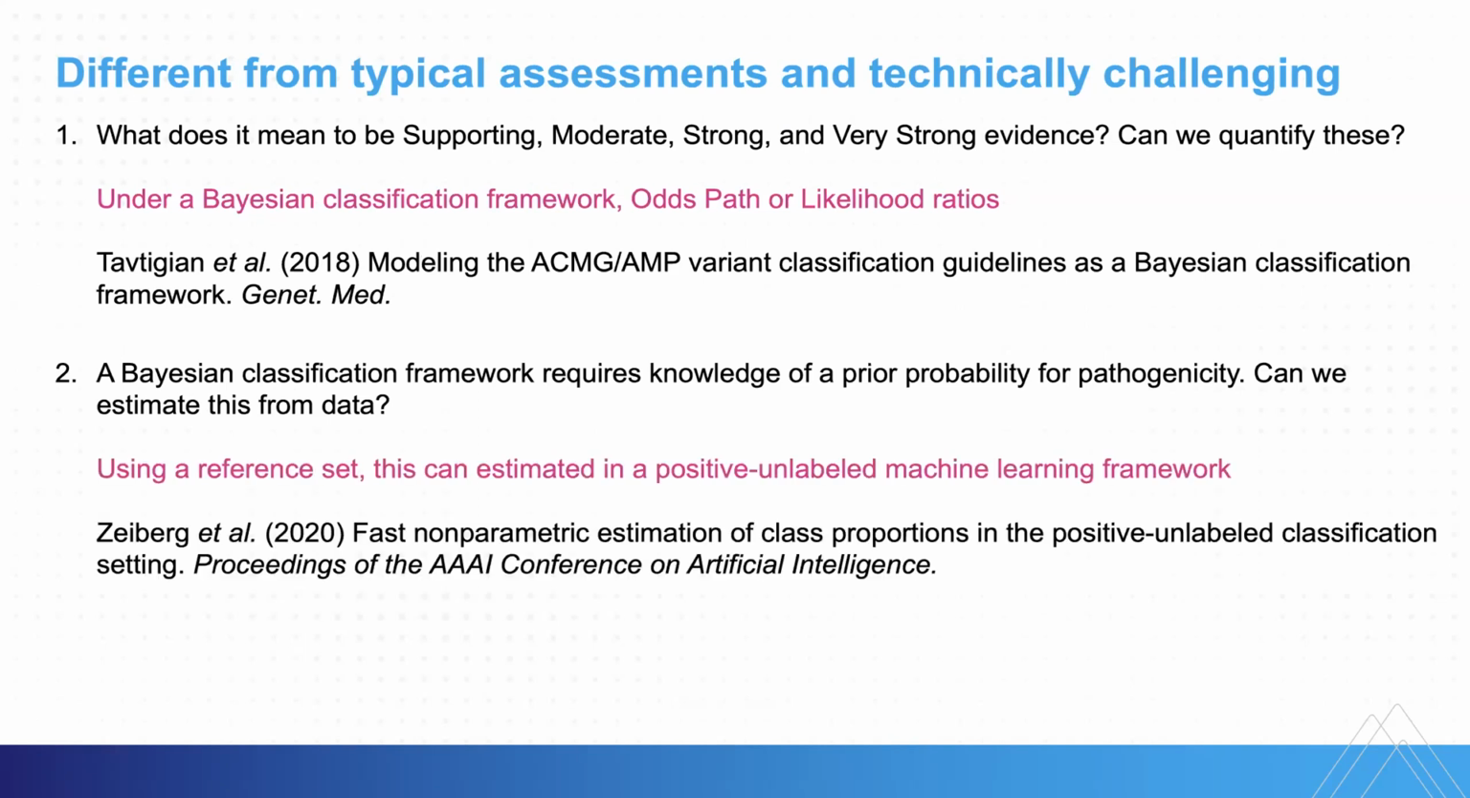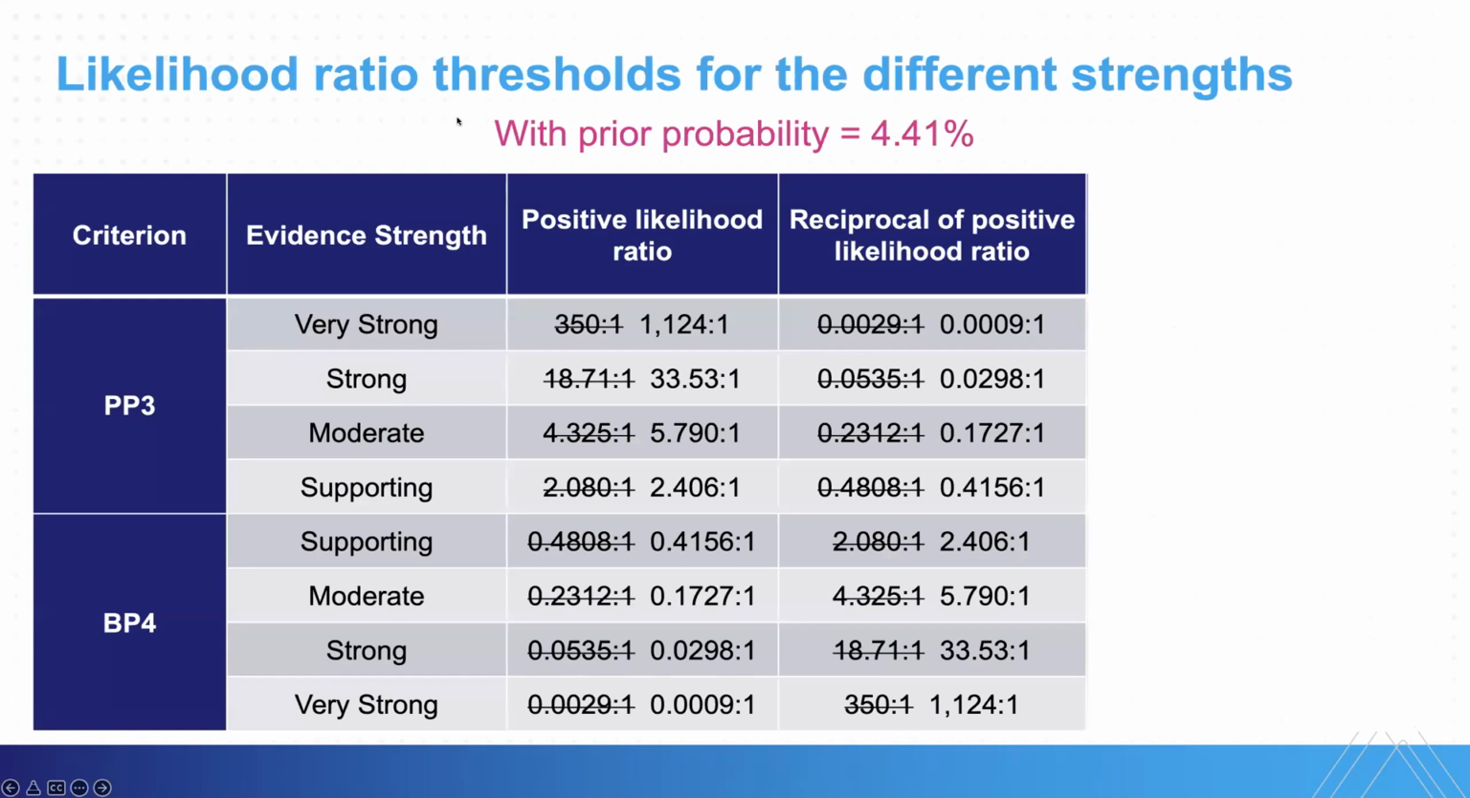And for this, there are methods out there that use ideas from positive unlabeled machine learning to be able to estimate these priors from a reference set. And in this work, we used gnomAD, because it's variants coming from the population, as a reference set to estimate priors. So as a consequence, when we estimate the priors, our number is 4.4%, which is lower than the 10%. It immediately bumps up the strength level. So instead of having the number be 350 for very strong, it's 1,124, and everything scales from that.